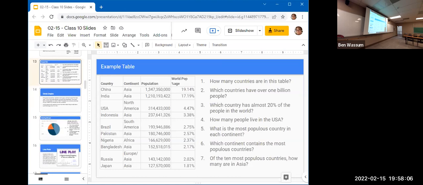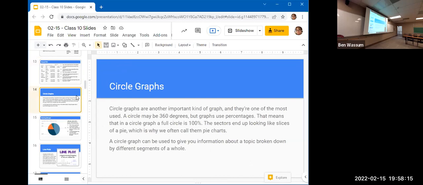We get the idea. They give you a table, you can generally pull the information you need off of this table. And the same sort of thing happens with circle graphs. Normally we're calling pie charts. So circle graphs are an important kind of graph, and they're one of the most used. Circle may be 360 degrees, but graphs, I should say circle graphs, use percentages.